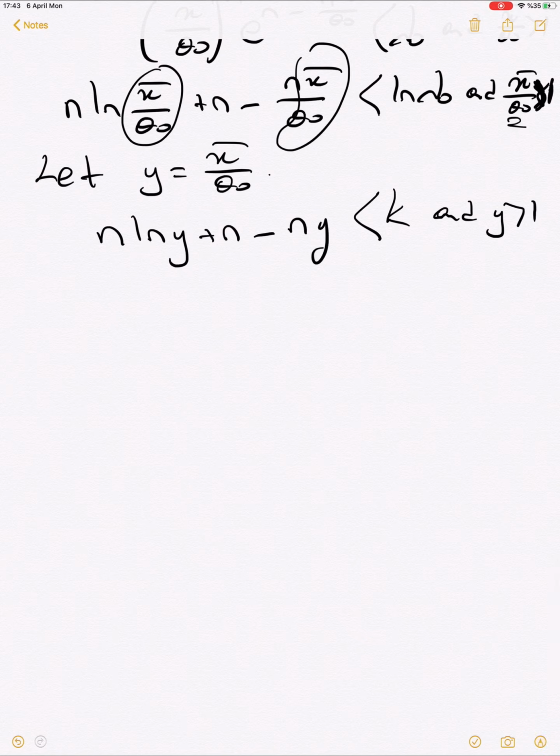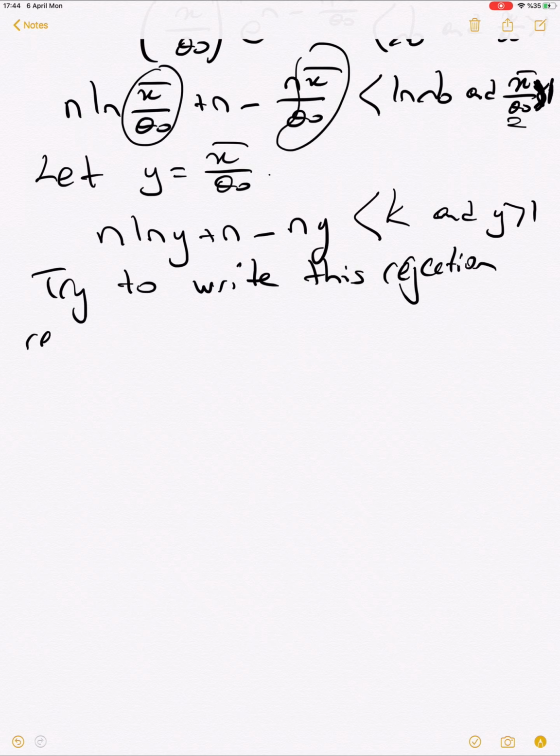So our rejection region is this one, but we have to write this rejection region in terms of y. So how can we keep y alone? We have ln y and y. It's not possible to write y alone. So what we do in these kinds of cases is try to get some idea about the shape of this function.